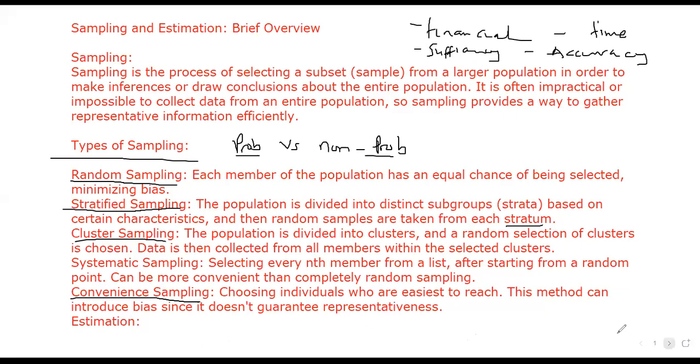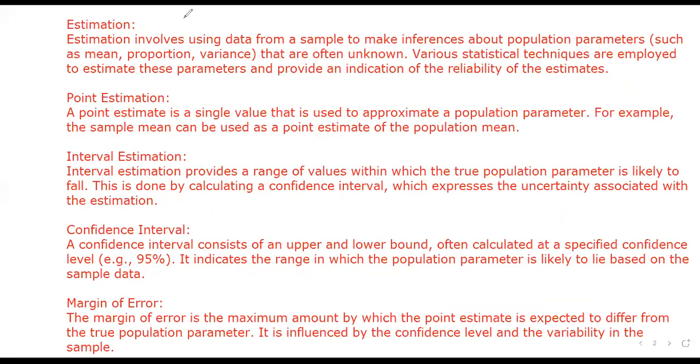So we go to another key concept, which is called estimation. Estimation basically involves us using data from a sample to make inferences about the entire population, such as the means, the proportions, and the variances, when they are often unknown. So we have various statistical techniques that are employed to estimate these parameters. We have what we call a point estimate, which is simply a single value, which is used to give an approximation of the entire population. We usually use the mean, which is an average.